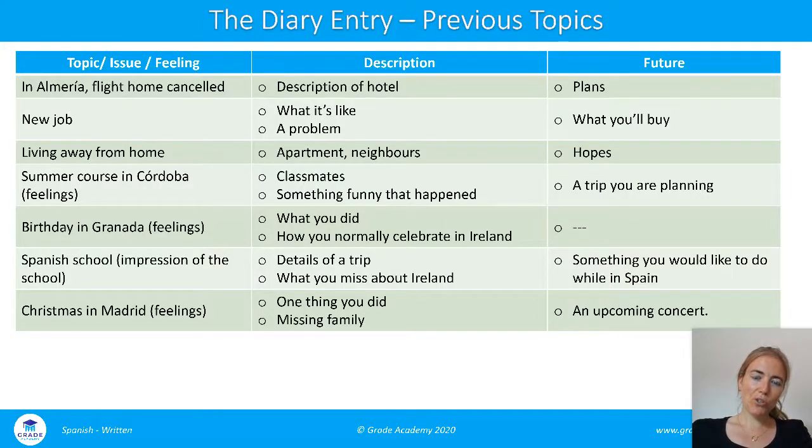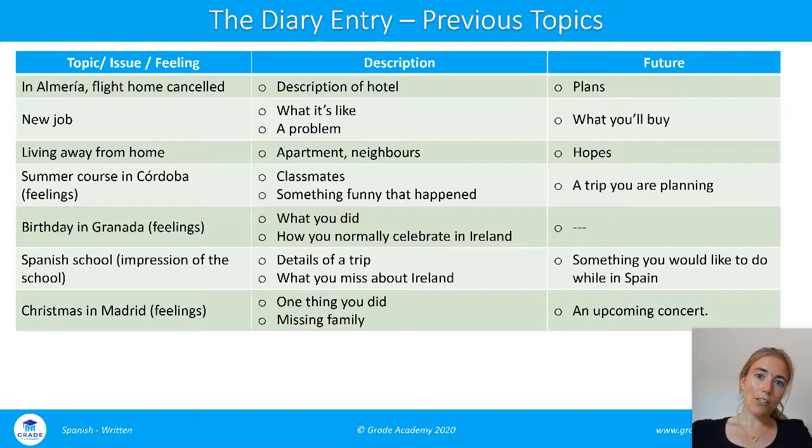If you look at your notes which accompany this lesson, you can see plenty of topics which have appeared in the past. And if you look closely at these tables, you'll see in the description part that most often you're asked to describe either a place you've been, or a person you've met, or an event that happened. So if you're describing a person or a place, you're going to be using adjectives. If you're describing an event, you're going to be thinking of verbs.